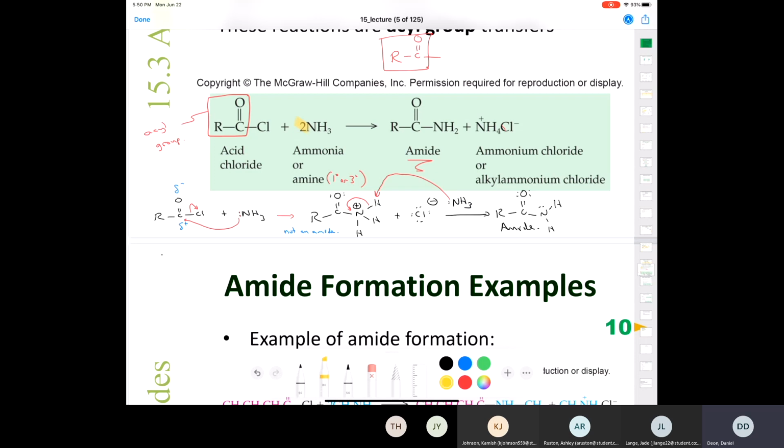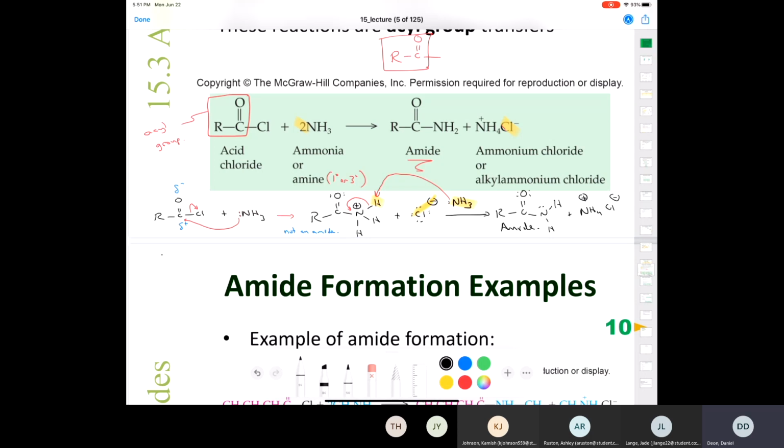Then what else are you left over with? You're left over with chloride and NH3 plus a hydrogen, which gives you NH4+. So you're left over with NH4+, which is ammonium, and chloride. There you go. So that's what happens in that reaction.